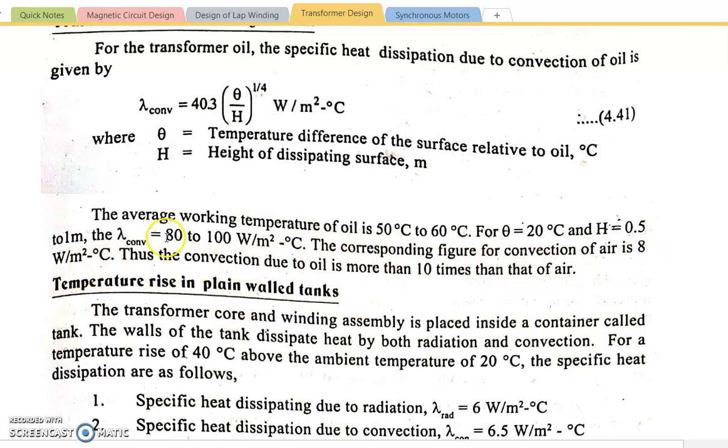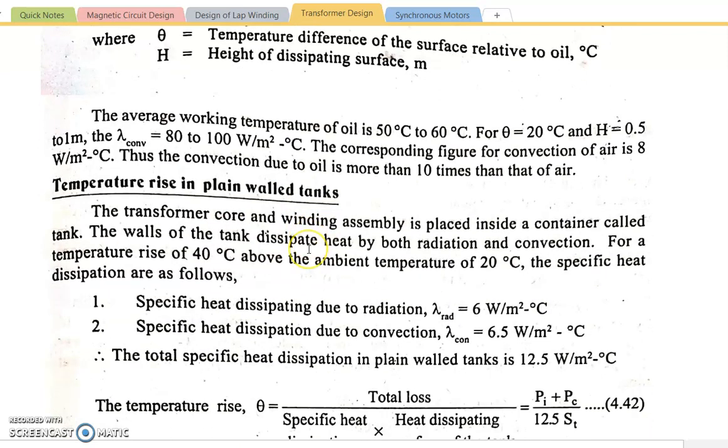Actually, we are comparing the heat dissipation capacity of air and of the transformer oil, and the heat dissipation capacity of the transformer oil is almost 8 to 10 times that of natural air. That is why we prefer transformer oil as a cooling medium instead of any other medium, including air.